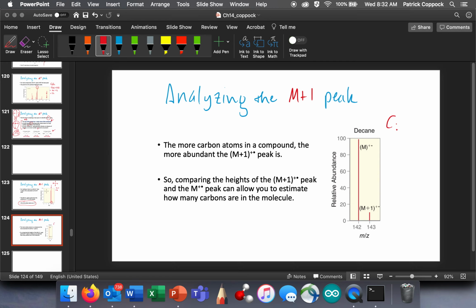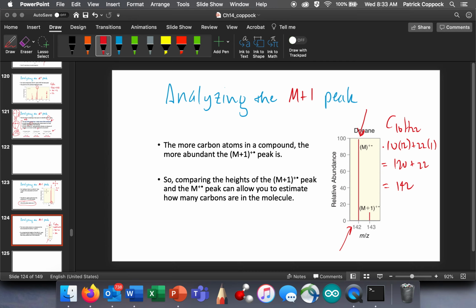Decane is C10H22, okay? And so the molecular ion peak is here, right? Because C10H22 is 10 times 12 plus 22 times 1, which is equal to 120 plus 22, which is equal to 142, right? And that's here, okay?